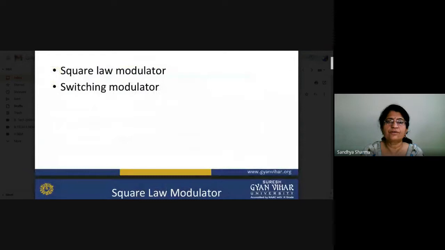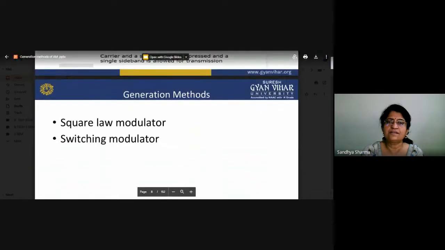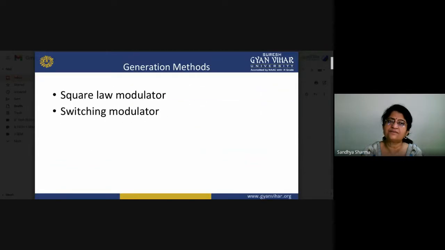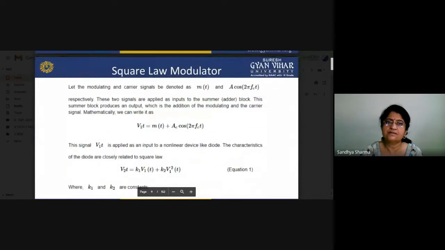If we are talking about the generation method, there are basically two types of generation method. The first one is the square law modulator, and the second one is the switching modulator. First of all, we will see the square law modulator. In the modulation system there is a modulating signal m(t) and a carrier signal A cos omega_c t respectively. These two signals are applied as inputs to the summer or adder block. So we have to give it to an adder block.